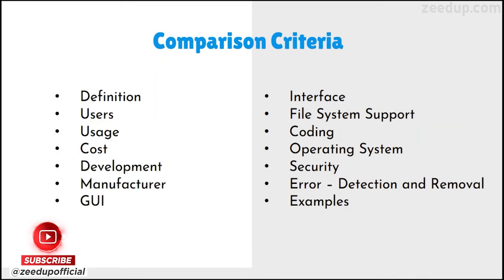For the comparison basis, what we have done is we have listed some criteria. There are actually 14 criteria on the basis of which we are going to compare the Unix and the Linux operating systems, and these 14 criteria are like this. So let us start with the comparison.